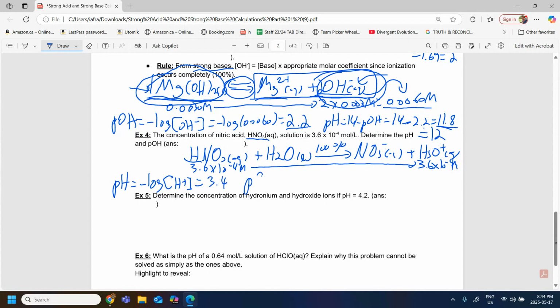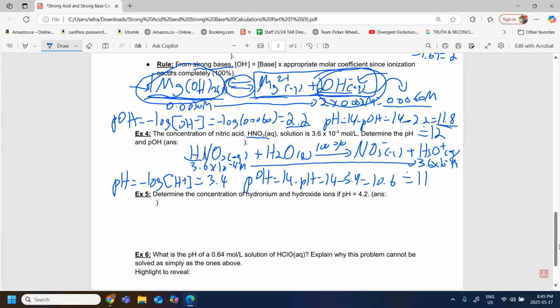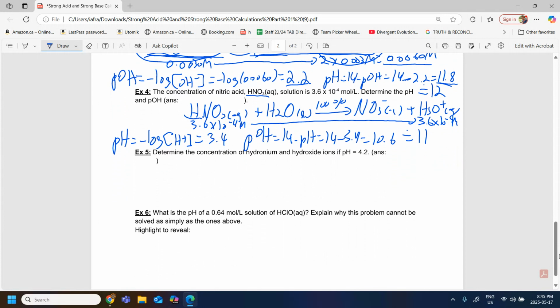And then for the pOH, once again, we're going to do 14 minus pH, which is 14 minus 3.4. And we get about 10.6, or approximately 11, if you're rounding. Again, that was because we had a strong acid. We could assume that the concentration of the acid basically gives us the concentration of the H3O plus. And now that we have that, we can do the negative log of H3O plus to find the pH, and then from there you can find the pOH.